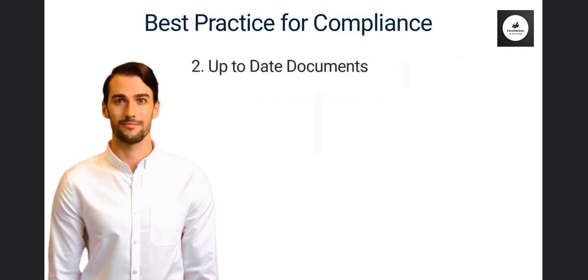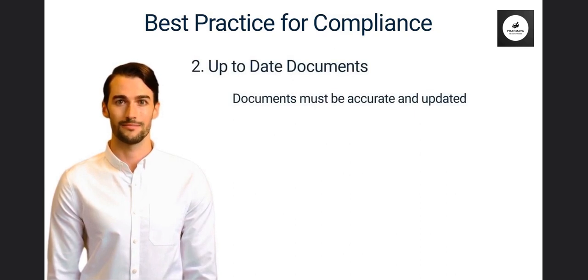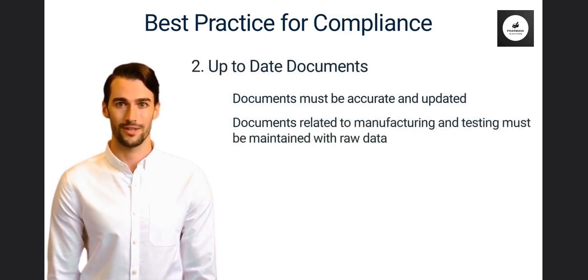Number 2 is up-to-date documents. Documents must be accurate and updated with the current regulatory guidelines. Documents related to manufacturing and testing must be maintained with raw data, and it should be readily available on demand.